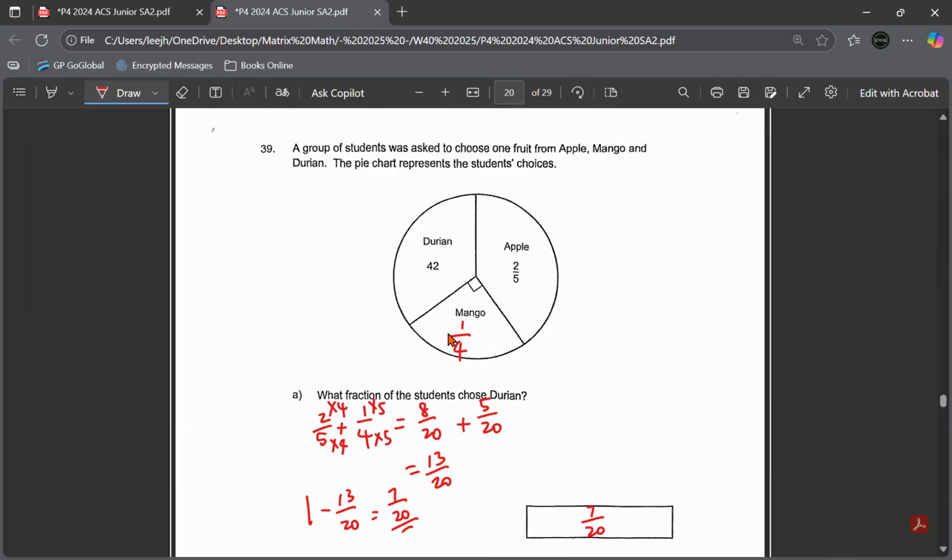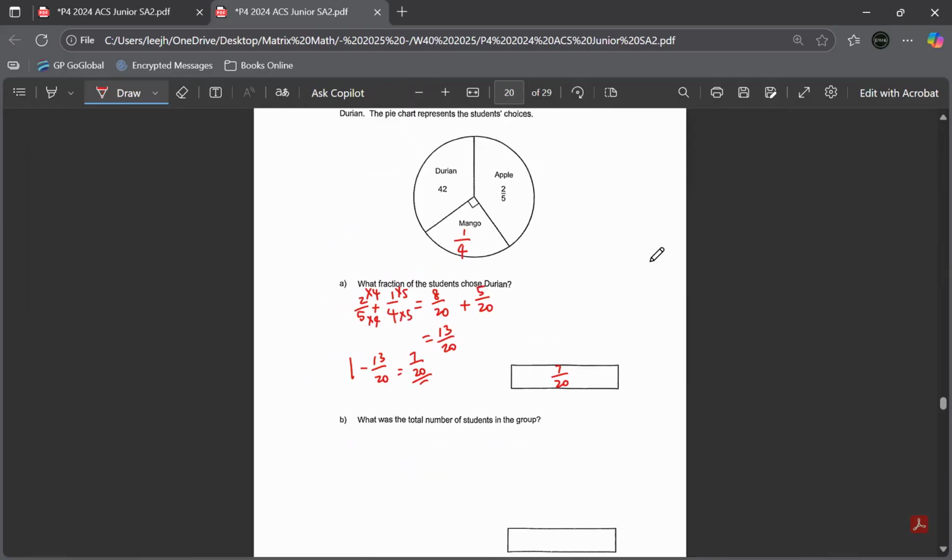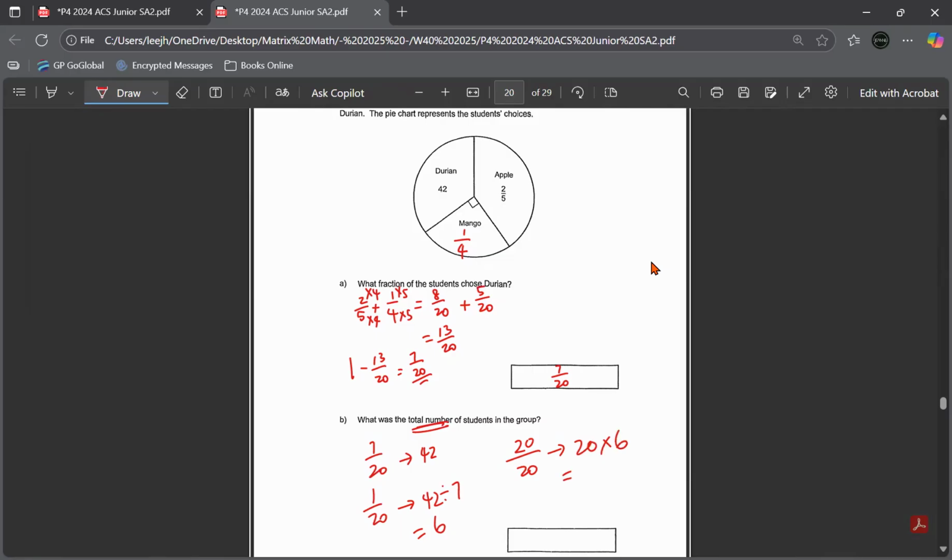Next one. What was the total number of students in the group? You can see durian got 42, and you know the fraction for durian is 7/20, which means 7/20 represents 42 children. For 1/20, 42 divided by 7, 6. Total, one whole, 20/20, will be 20 times 6. It will be 120 students. Aiyo, why is my zero so ugly?